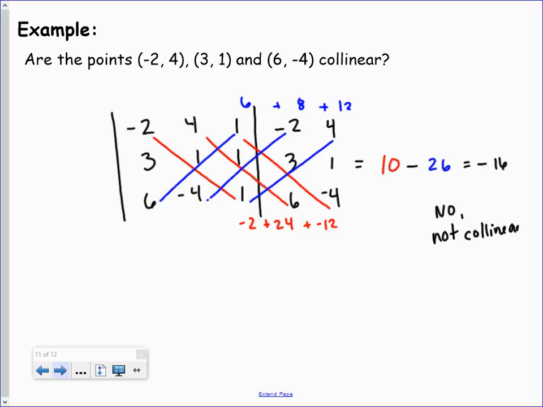But we'll talk about more of the uses, especially solving systems, and then we have one other one, writing an equation of a line from a determinant. We'll talk about those tomorrow.